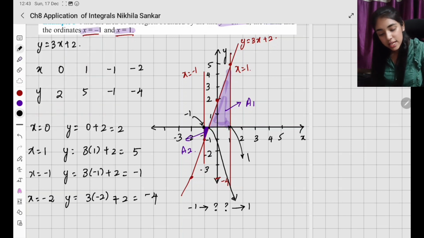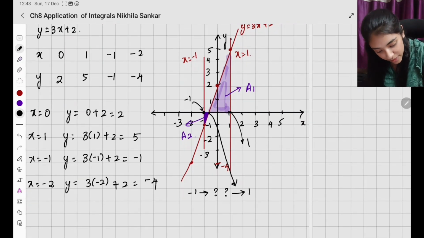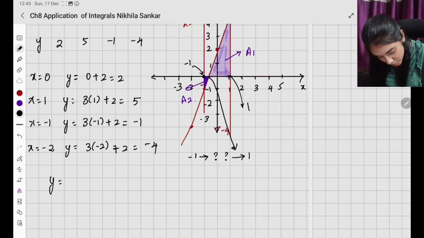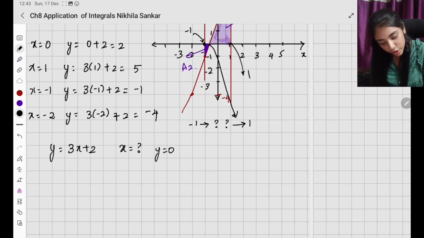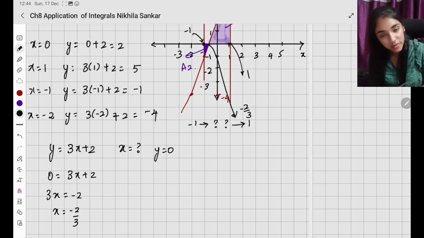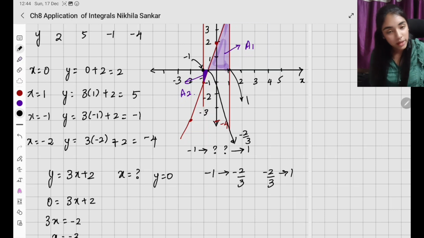So that is going to be the point of intersection of this point. Now at this place the graph is meeting the x-axis, so the y coordinate is going to be 0. So what am I going to have? I have the equation y equals 3x plus 2 and I need the value of x for which the y value is going to be 0. So when I substitute that, I have 0 equals 3x plus 2, 3x equals minus 2, x equals minus 2 divided by 3. So the point is going to be minus 2 by 3. So basically my graph travels from minus 1 to minus 2 by 3 and minus 2 by 3 to 1.